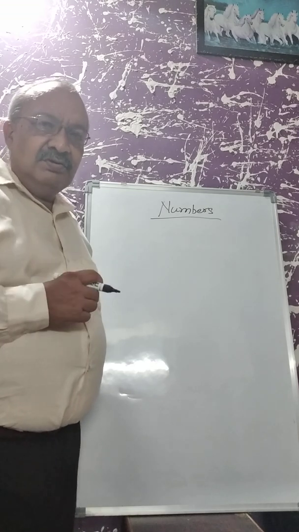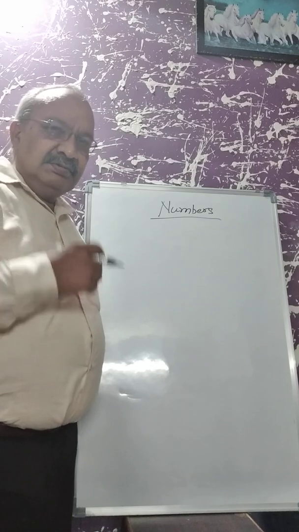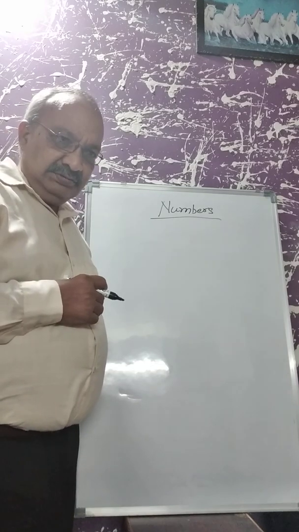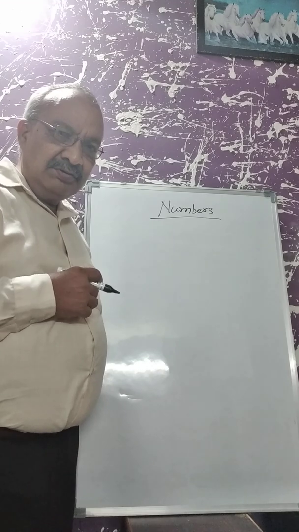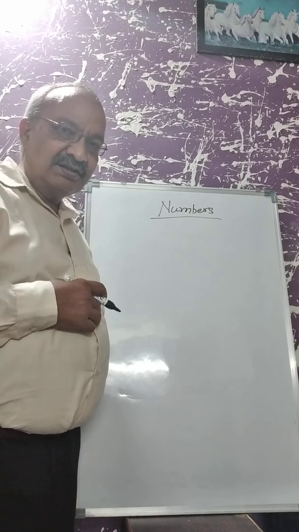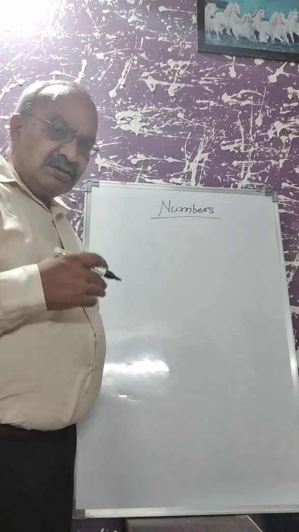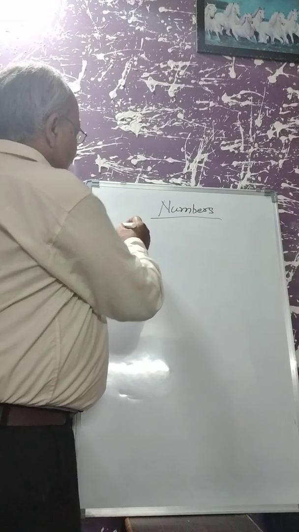In this video, I want to explain about the numbers. How a number will be made, how you will be able to find out one digit number, two digit number, three digit number, four digit number, like that. First of all, let us know what a number is basically.